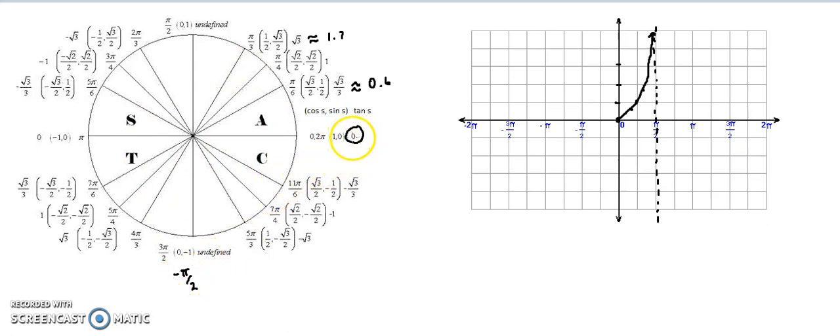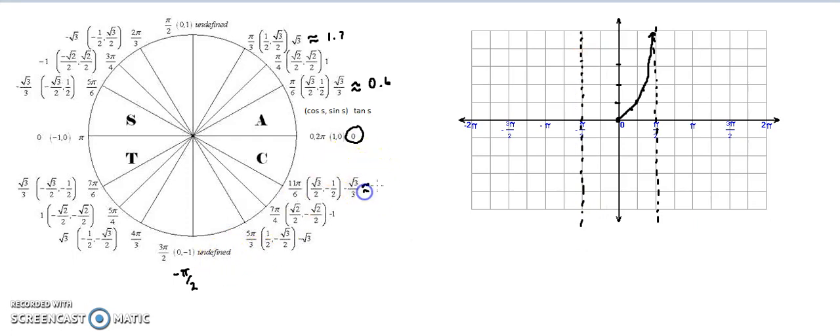So now we're going to go backwards, 0 to negative pi over 2. Again, we see undefined. This time it's negative 1 over 0, which is going to give us infinity, but it's going to give us infinity in the negative direction. Okay, so at negative pi over 2, we're going to have another asymptote. There. And we can see that we're going to go in the negative direction.